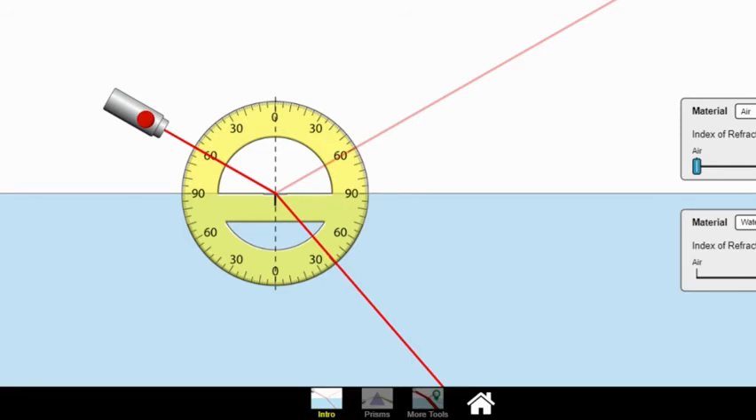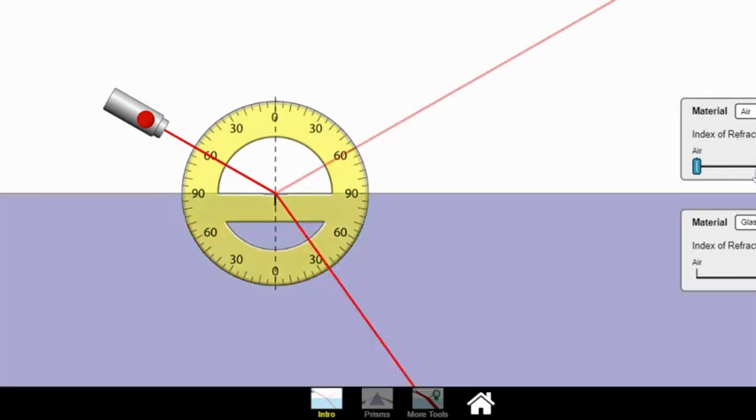Because in water, light doesn't slow down as much when it goes from air to water. When it goes from air to water, it slows down, but not as much as it slows down when it goes to glass, because glass has a bigger index of refraction. So it slows down more, which means it bends more towards the normal.